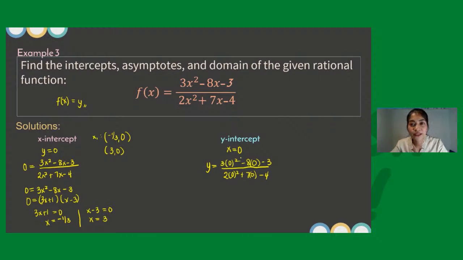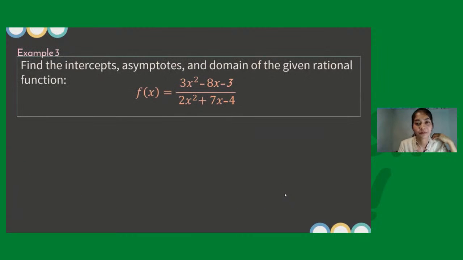So, pag minultiply natin yung with 0 variables, this will all be canceled. And then, our y-intercept will be equal to negative 3 divided by negative 4, which is 3/4. So, rewriting that in intercept form, the value of x here is 0 and y will be 3/4. So, this will be our y-intercept.